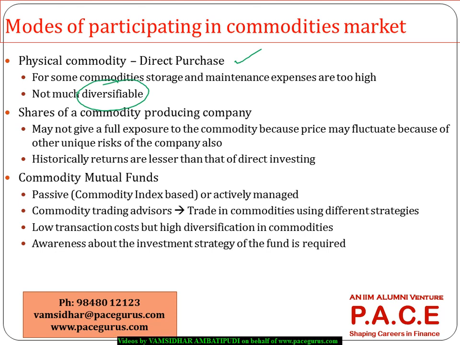For example, I purchase gold. I have to store it. There is a huge storage cost involved with it. The maintenance expenses are much higher. And if I purchase gold, I consume a lot of money. It means I'm locked up for any other purchases because my cash flows are almost dried up. So it is not much of a diversifiable mechanism, getting into a direct purchase of the commodity.